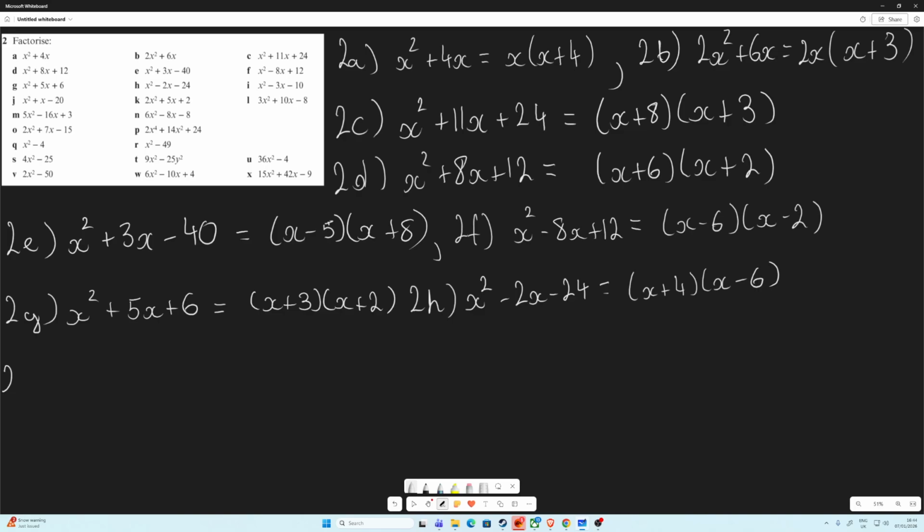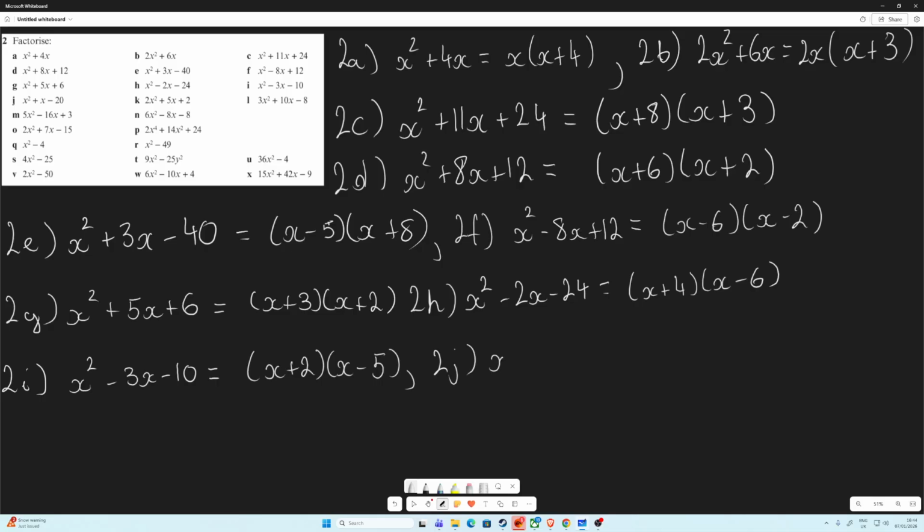2i. x squared minus 3x minus 10. Okay, it will be some combination of 5 and 2, and because it's negative, the larger number must be negative, so it's x plus 2 and x minus 5.